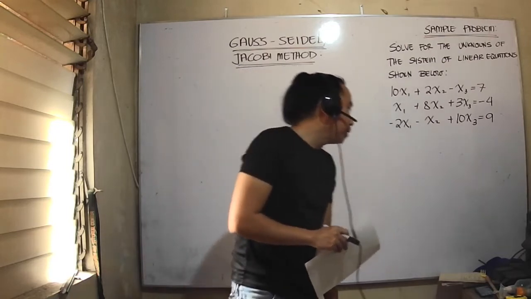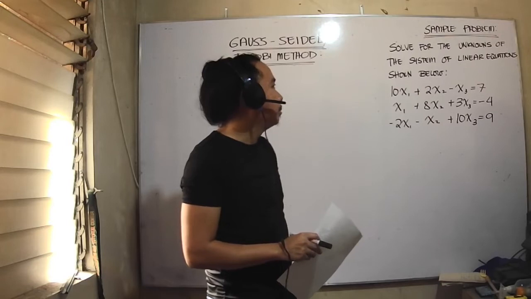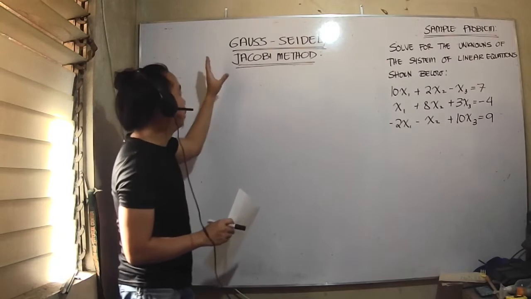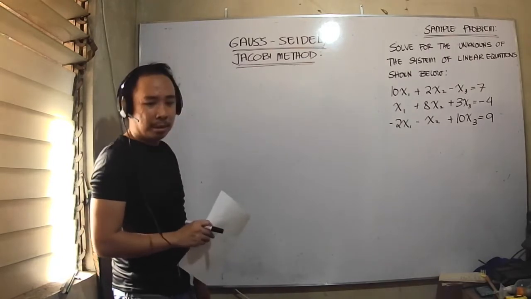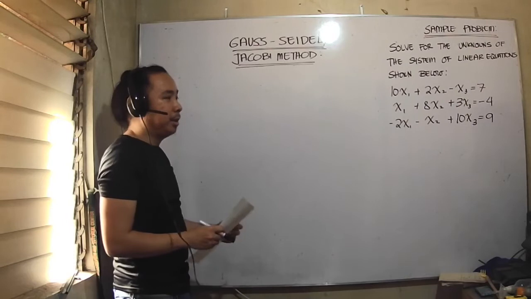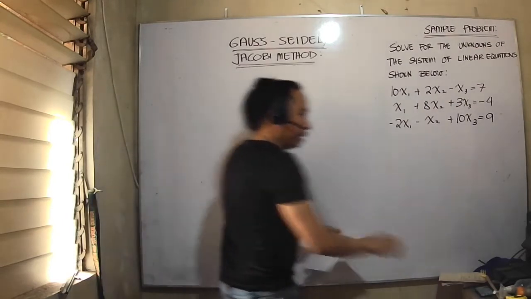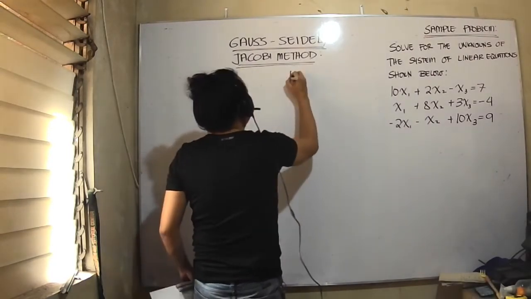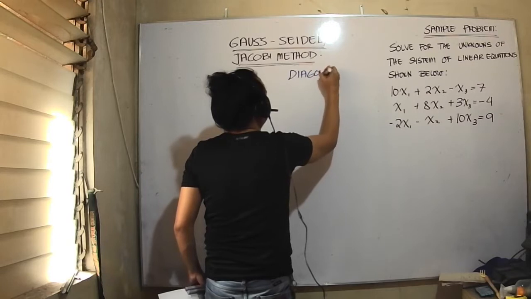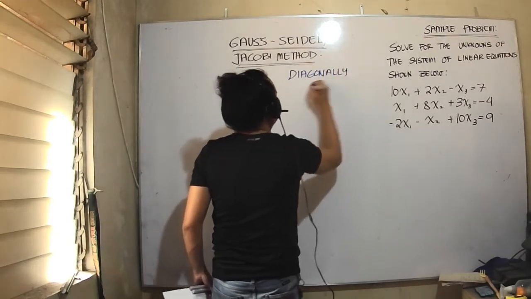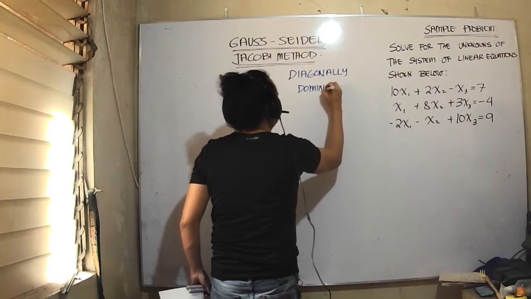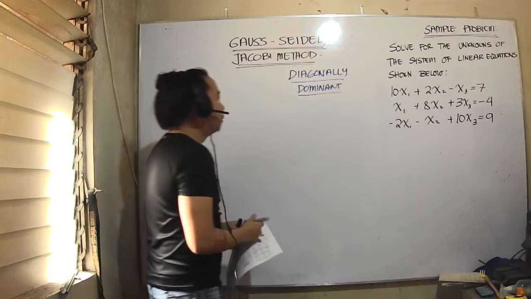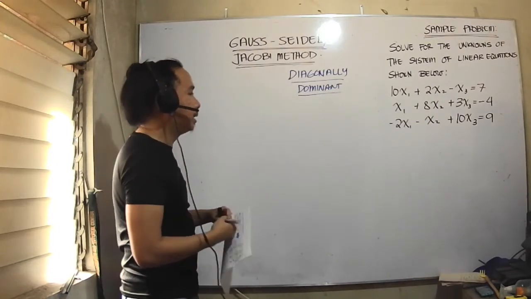Now, before jumping into the solution, you have to keep in mind a requirement. I forgot to mention that for the Gauss-Seidel and Jacobi methods, the system must be arranged so that it is diagonally dominant.